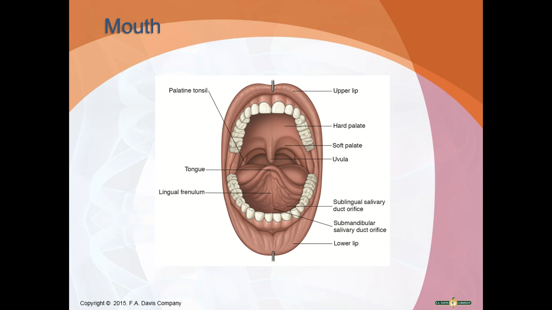So the hard palate is formed by the portions of the maxilla and the palatine bones, and that separates the mouth from the nasal cavity. The soft palate, so if you're looking up here, you see the hard palate, and then you see the soft palate, and that's mostly skeletal muscle. It forms an arch between the mouth and the nasopharynx. And then this cone-shaped process called the uvula hangs downward from the soft palate.